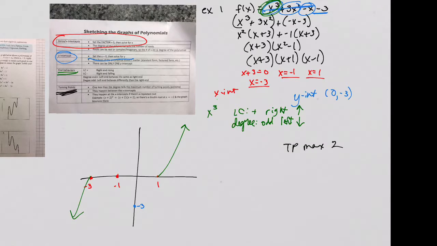My turning points will happen between the x-intercepts, and I don't have any repeated roots or repeated x-intercepts, so I won't have anything that bounces. So I'm going to have a turning point between negative 3 and negative 1. I can't put that below the graph, or else that would cause a turning point at negative 3. And I'm allowed 1 more turning point, and I think that means it will go this way. So that's what my graph looks like. Let's take a look at another example.